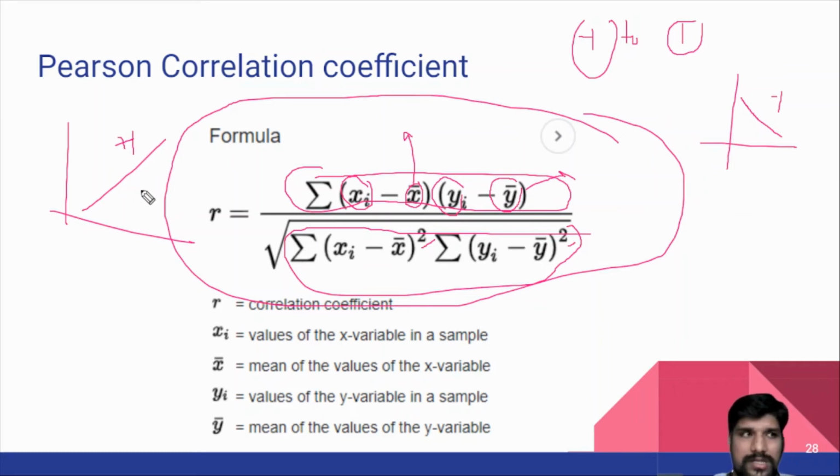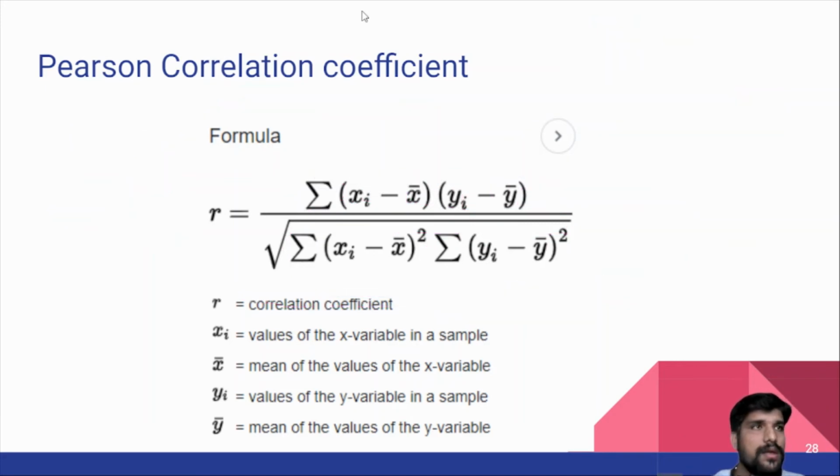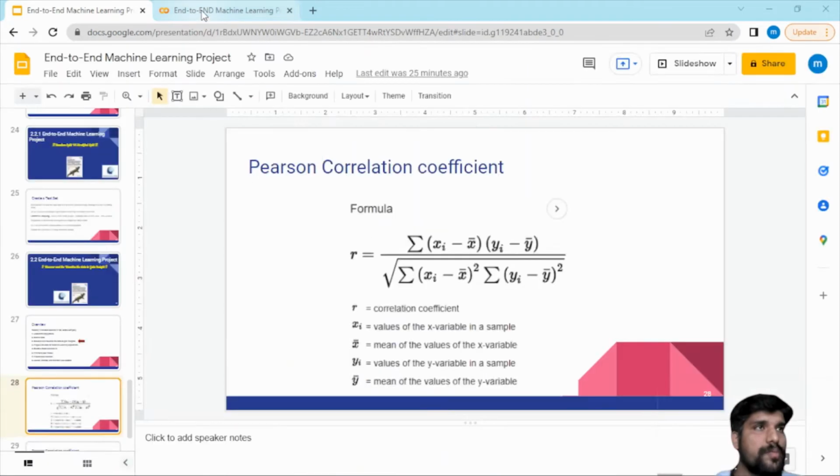I hope you understand, and you can calculate this using this mathematical formula. It is very simple to understand, so I'm not going in depth. If you want, you can do it manually. So this is about the Pearson correlation, and always remember its values lie between -1 and 1. Now let's move to our notebook.